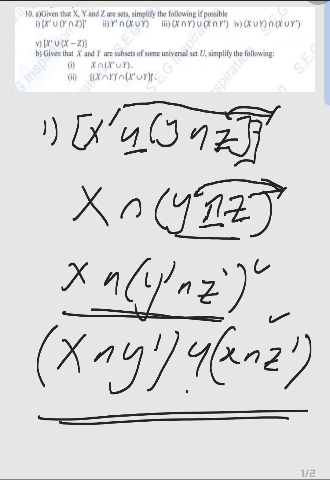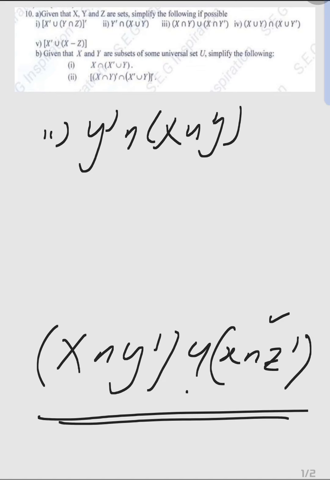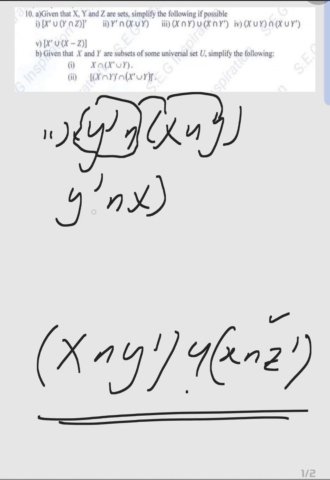All right, let's look at question 2. So here we have y complement intersection x union y complement. All right guys, as I said earlier, since there are 3 of them, I'm going to multiply this with this and that, as I did in the previous example, right? So this is going to be y complement intersection x, and then I'm going to bring this sign here, union, again y complement intersection y.